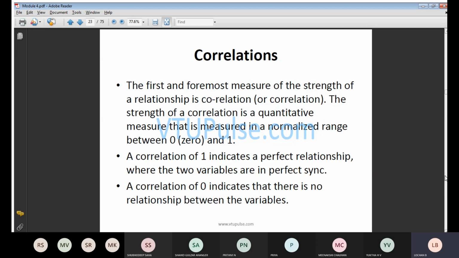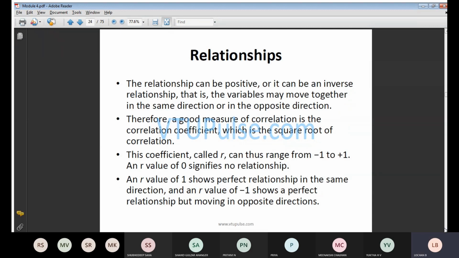If you get the value 0, that means there is no relationship between the variables. If you get the value 1, that indicates a perfect relationship where the two variables have perfect synchronization. The first and foremost measure of the strength of the relationship is correlation. The strength of the correlation is a quantitative measure that is measured in a normalized range. I told you that we are going to get a range from 0 to 1.